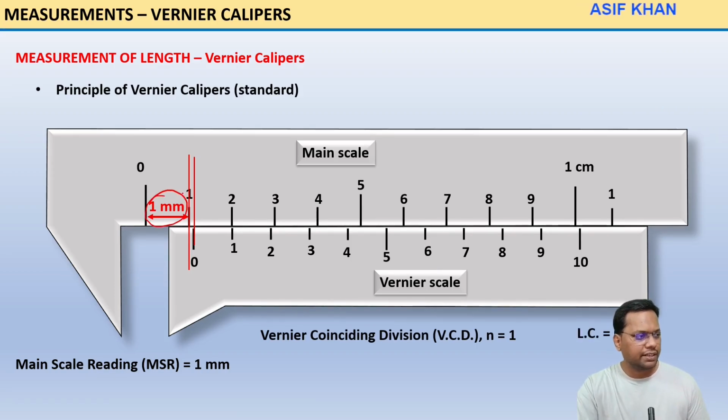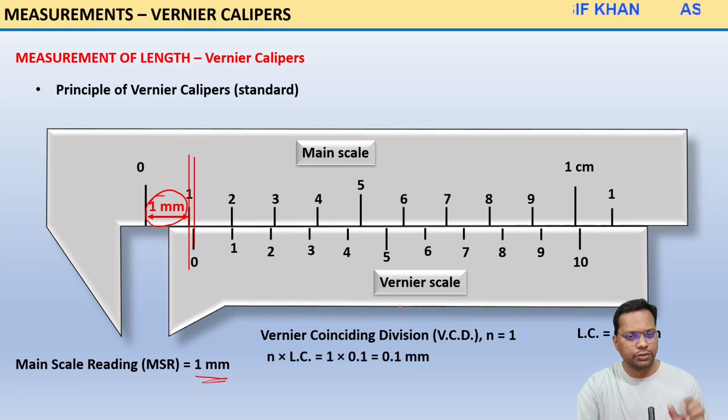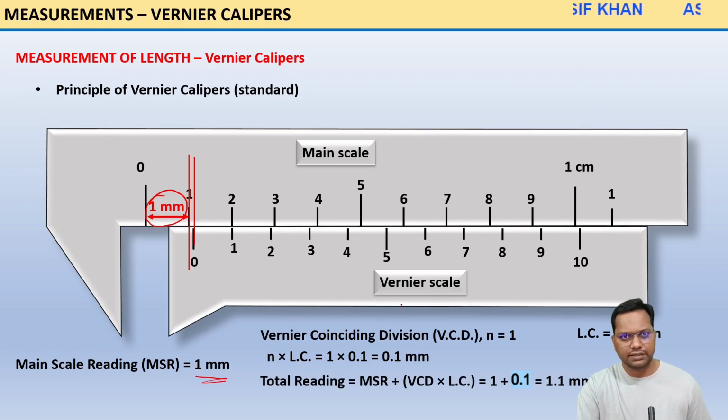The reading we take on the main scale, that is called the main scale reading, is 1 mm, and to this we need to add the distance between the two red lines, which can be calculated from the formula n into LC. Therefore, the total reading, or the total gap between the two jaws, that is the gap between the two zero lines, is equal to main scale reading plus Vernier coinciding division into least count. So that gives 1.1 mm. I hope you have got a clear idea.